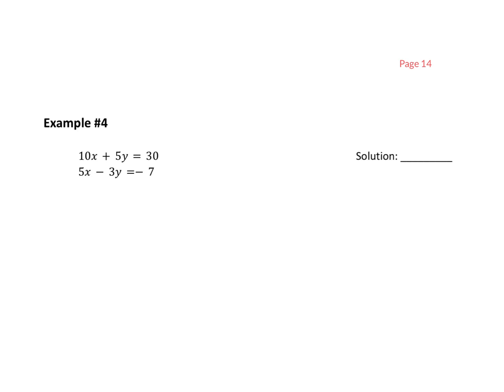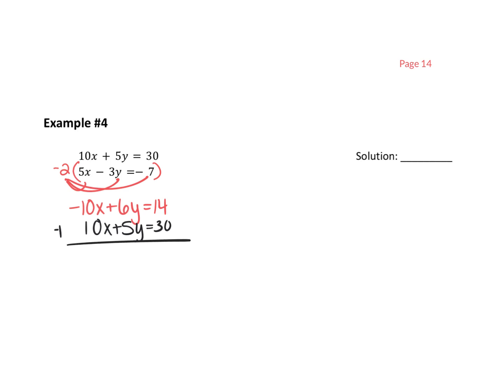Here's an example where we're going to need to multiply first. When I look at this equation, I don't see any coefficients that are opposites. So I'm going to multiply, I think I'm going to go with my second equation, and I'm going to multiply it by -2 so that I can end up with a coefficient of -10. So I have -10x, -2 times -3y is a positive 6y. And I have -2 times -7, that's a positive 14. And then I'm going to add that to my first equation up above. I'm just going to recopy it so that they're lined up here nicely vertically.